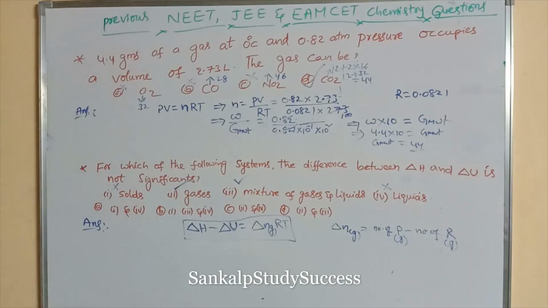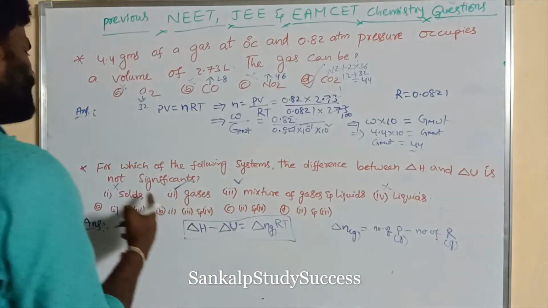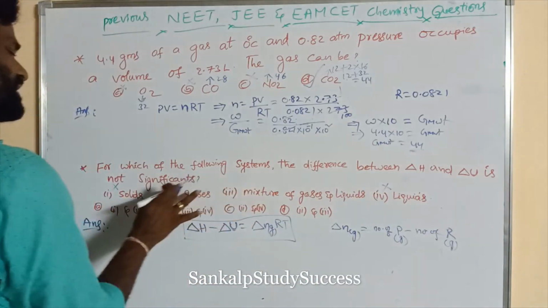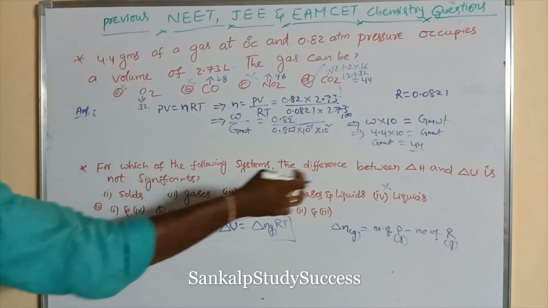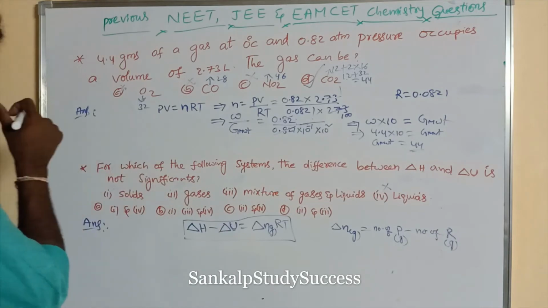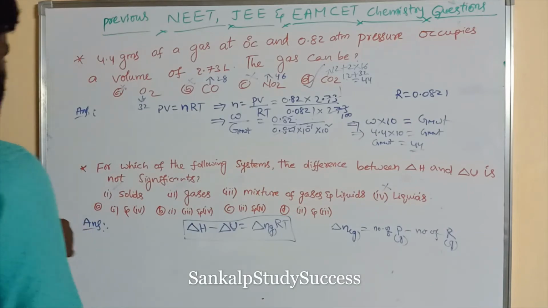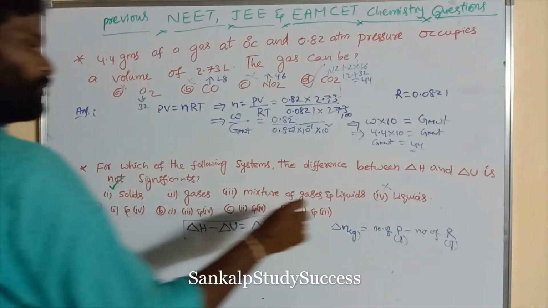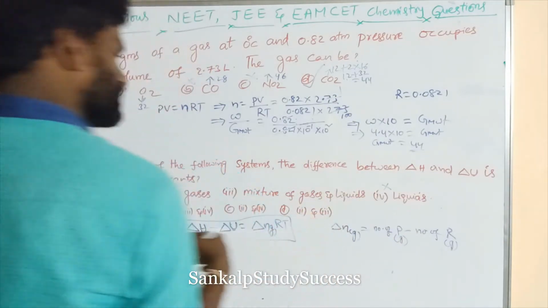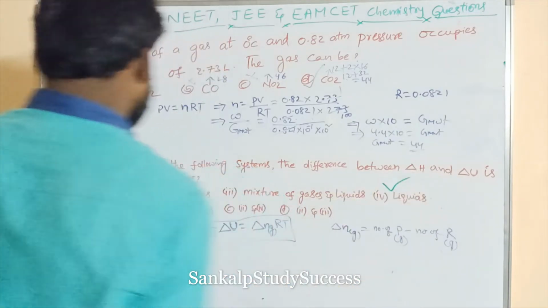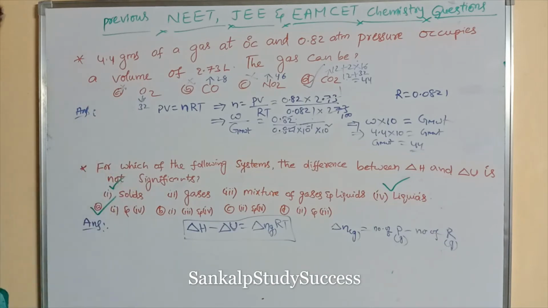So which are not significant? Solid. Which is significant? That is gaseous mixtures. But what are we asked? Which is not significant? Not significant means solids and liquids are not significant. So this is applicable only for gaseous mixtures. So these two are the answers, solids and liquids. So 1 and 4, this is the right answer, 1 and 4.